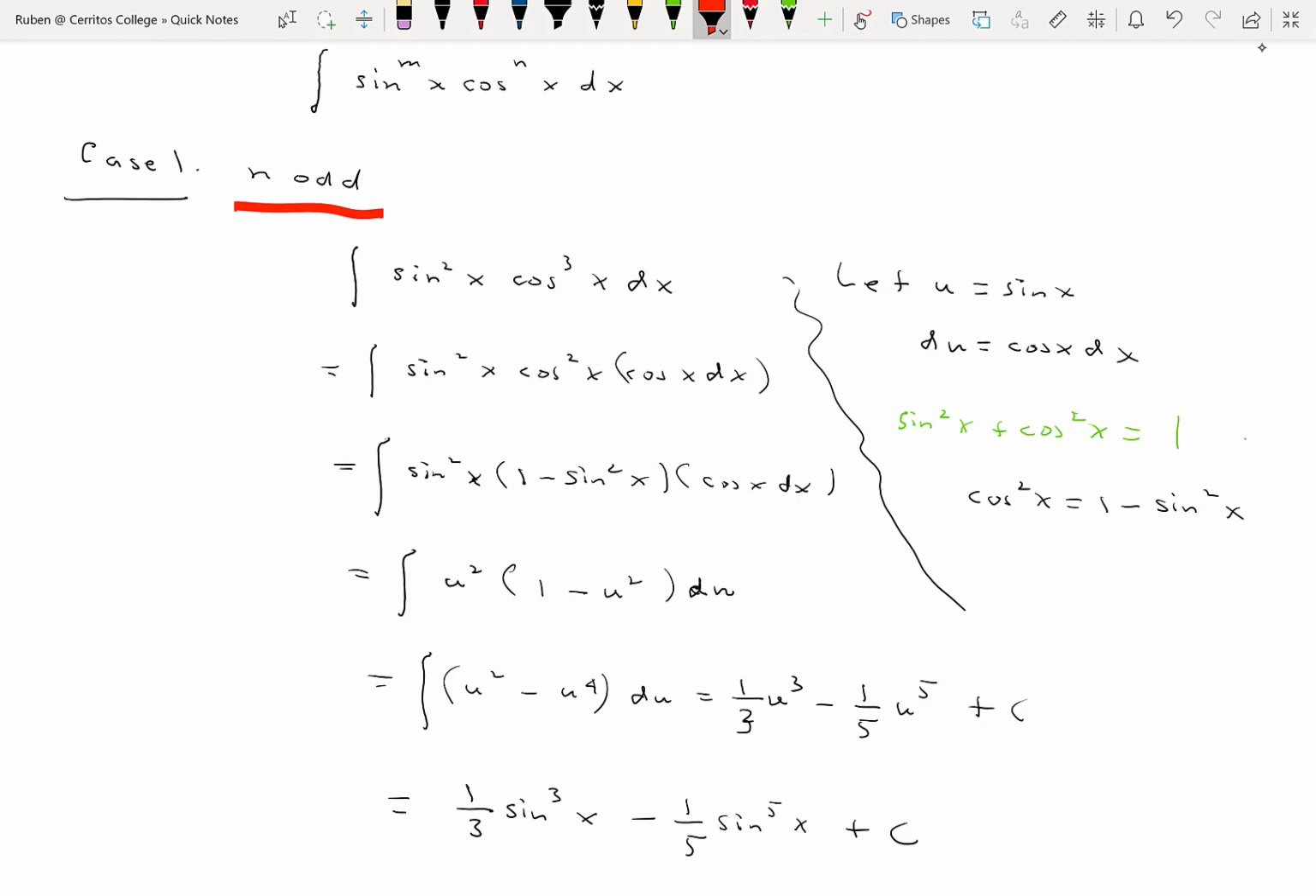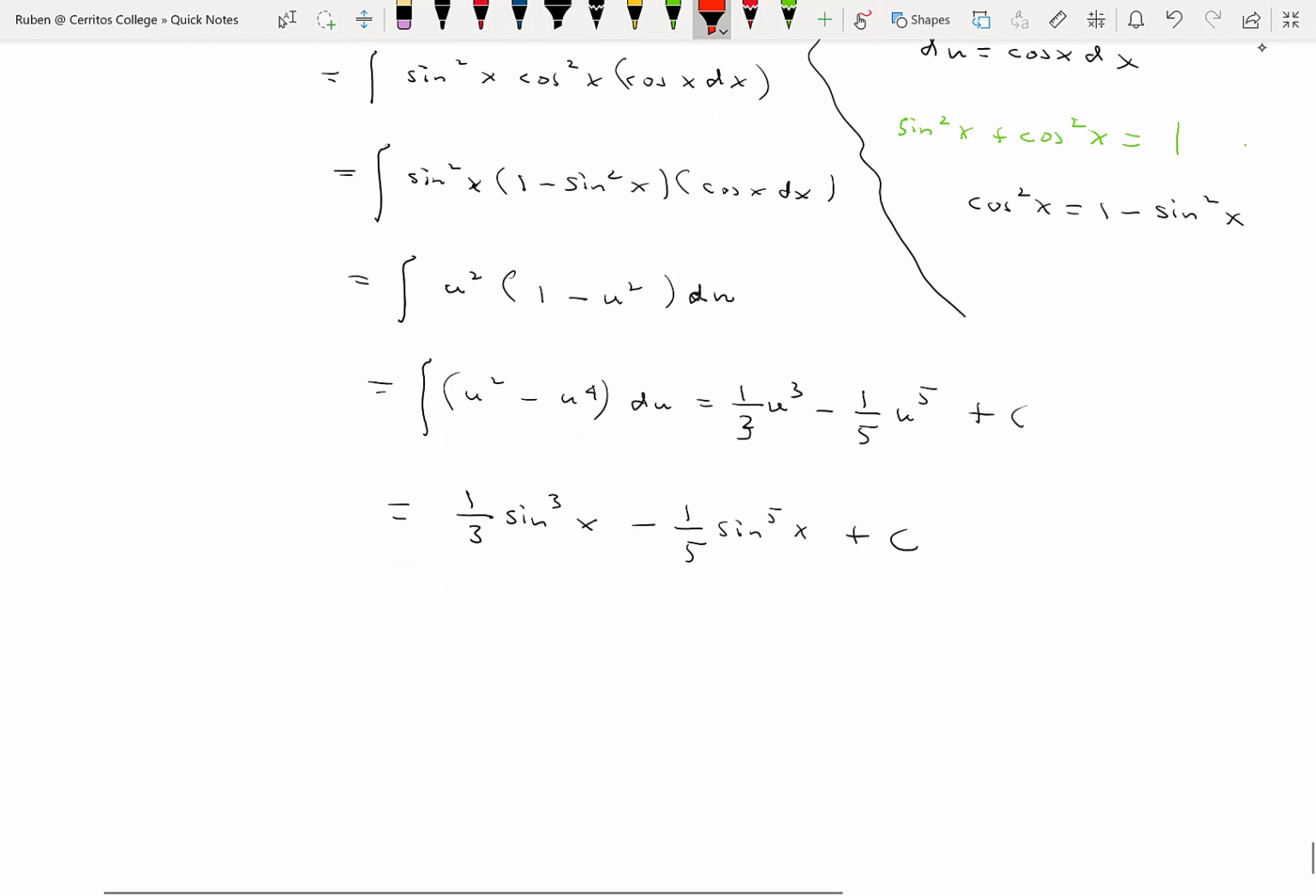If n is odd, that means if the power of cosine is odd, borrow one power from that odd power, put that first power next to the dx, and then let u equal sine.